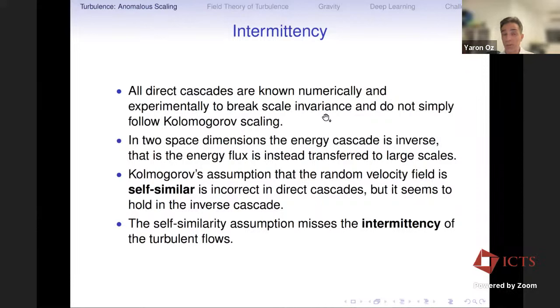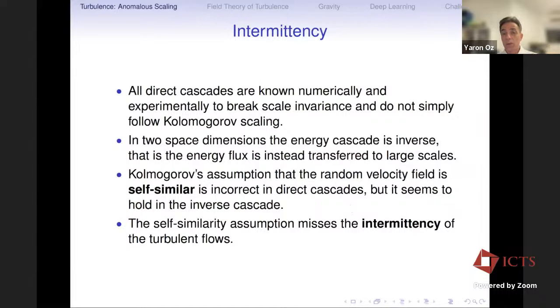They don't have Kolmogorov scaling. There is a particular case in two space dimensions, because in two space dimensions you have two positive definite invariant quantities, the entropy and the energy. So there are two different cascades. And the energy cascades, in fact, going in the opposite direction, from the UV to the IR instead of from the IR to the UV. In that case, it seems like maybe Kolmogorov scaling is correct.